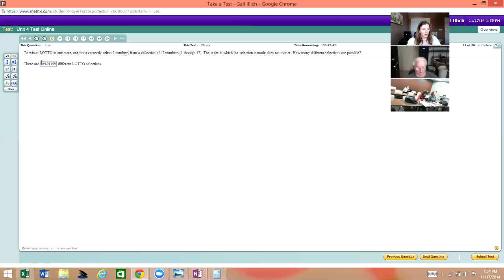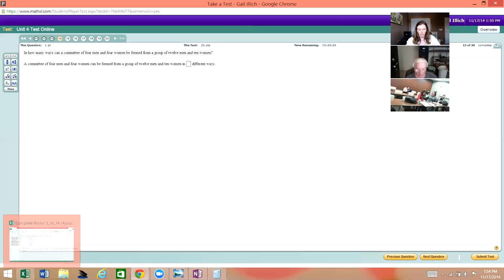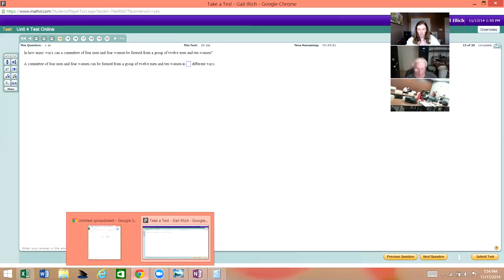Okay, so what do you do on this one? It's going to be the 47 and the C and the 7. It's not permutation, I'm sorry, combination. And then the 7.